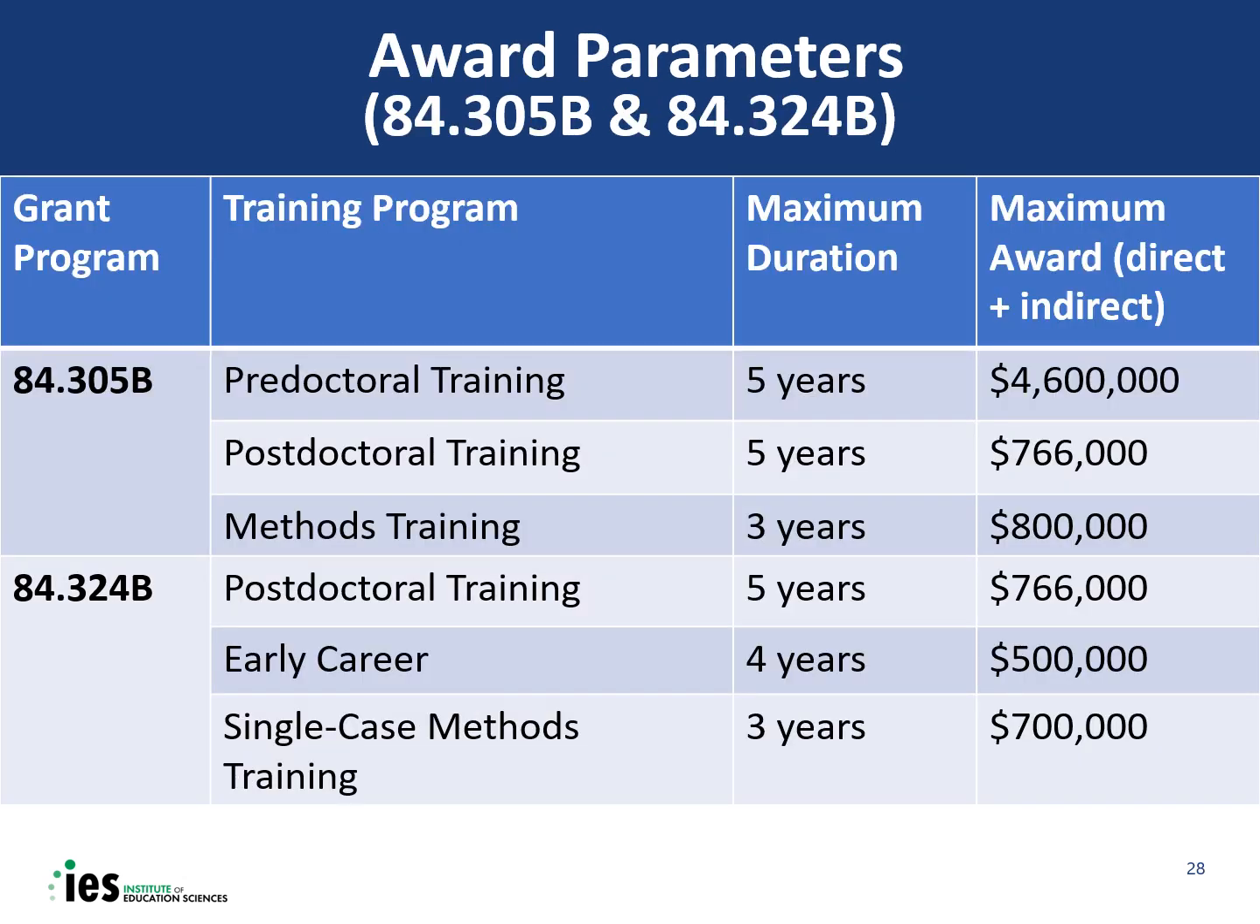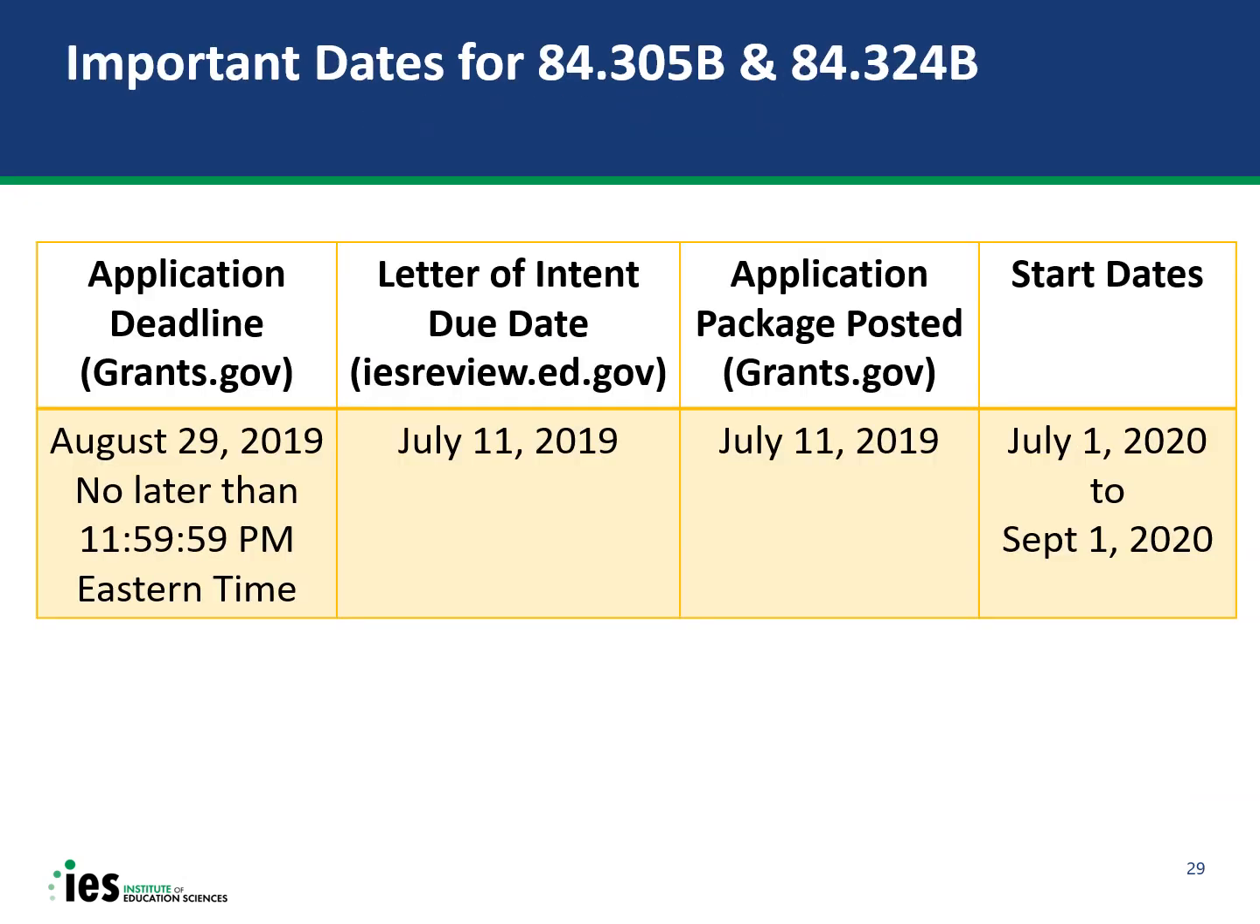These are the award parameters for the research training programs, including the maximum durations and the maximum award amounts. This slide includes important dates for 84.305B and 84.324B. Applications must be received at grants.gov no later than August 29, 2019 at 11:59 p.m.